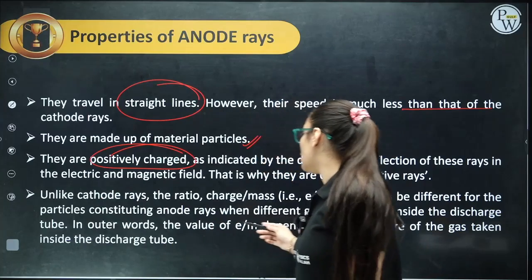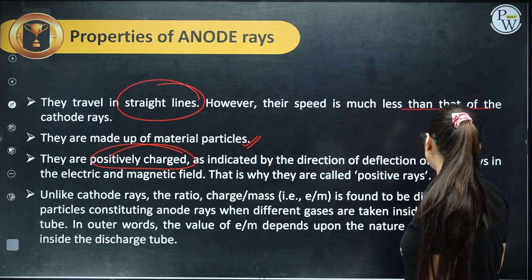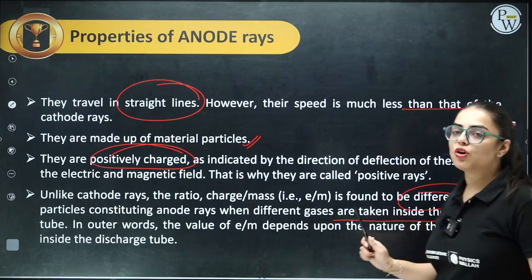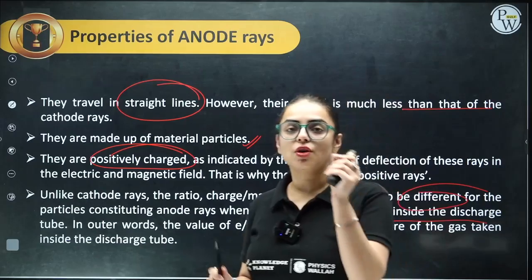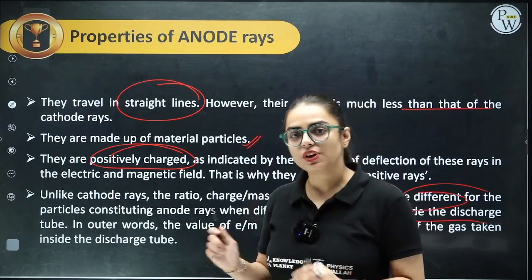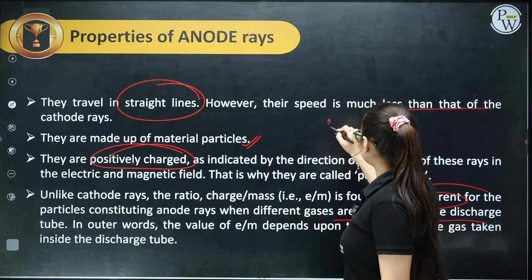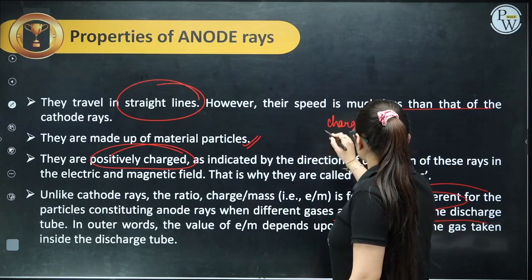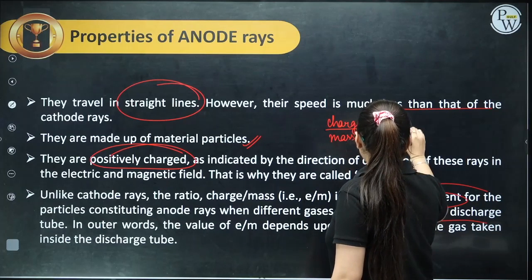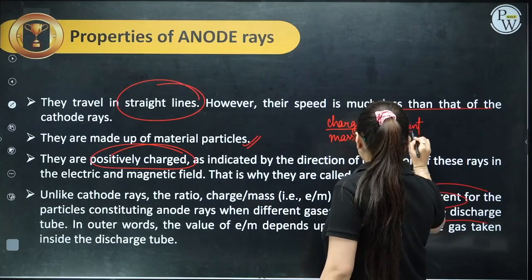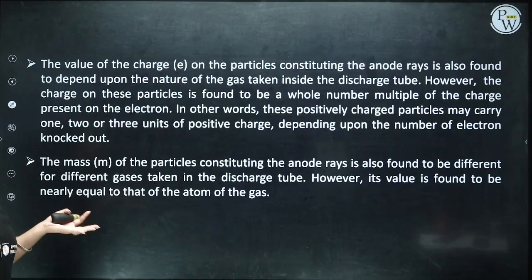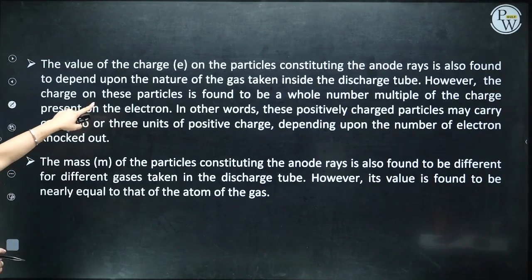Now, unlike cathode rays, the charge by mass ratio is found to be different for the particles constituting anode rays. When different gases are taken, see, I already told you, the charge by mass ratio in the case of electrons was the same throughout, even if you are taking different gases. But over here it is different. Charge by mass ratio is different. Clear, everyone?